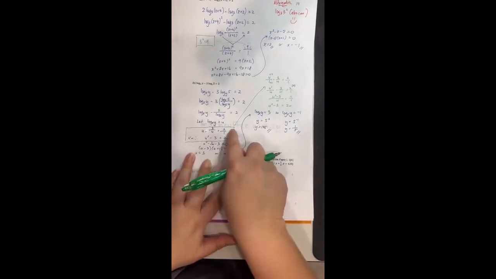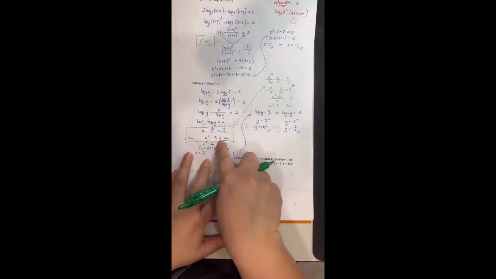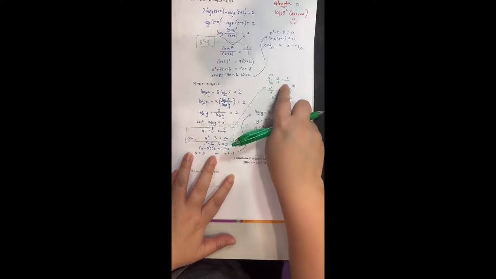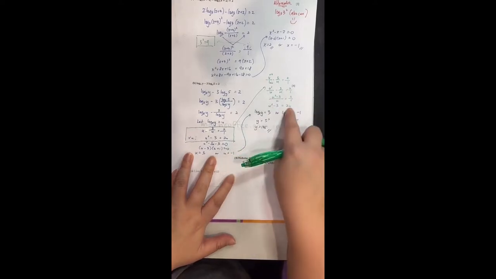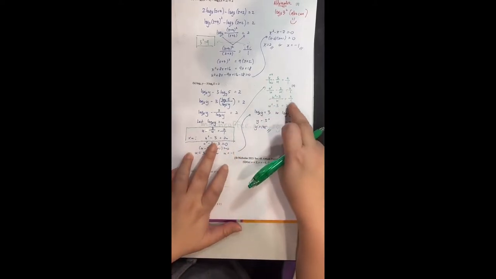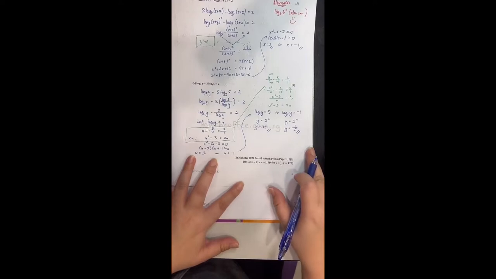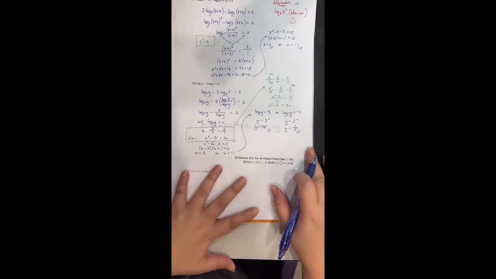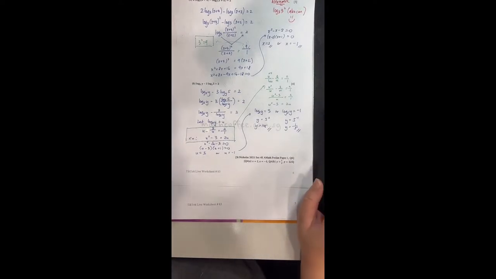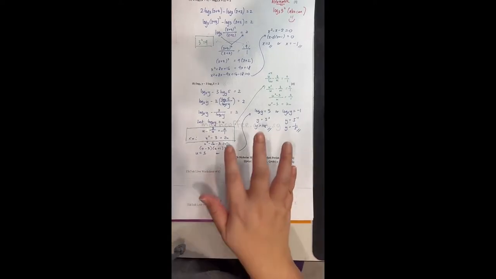Just times the LCM. But if you cannot understand this part, you can combine into a single fraction and then cross multiply, it also works. It's exactly the same. Okay, so this is how you do this question. All good? Any parts you need me to explain?